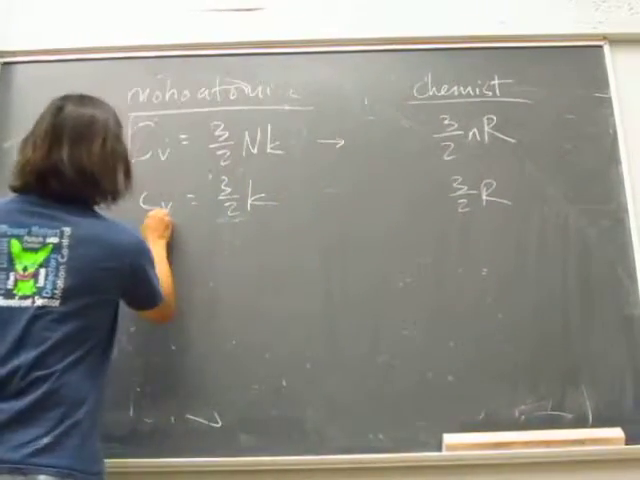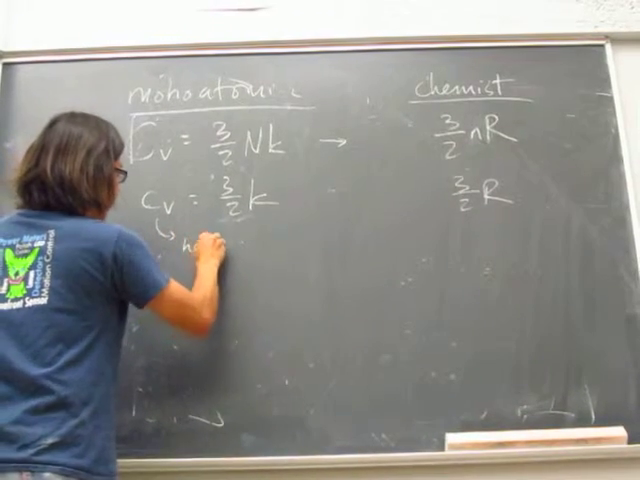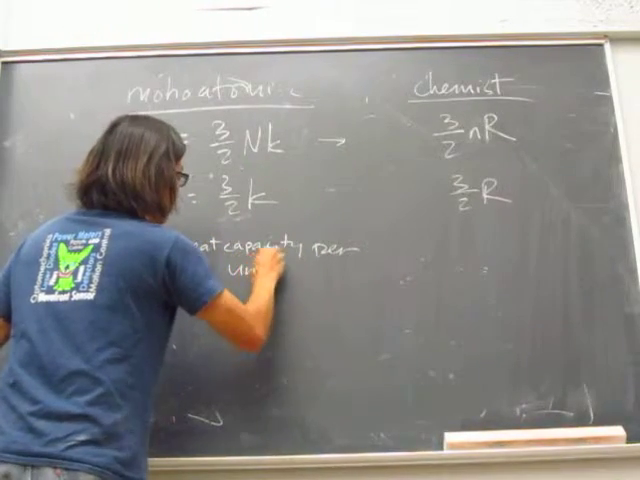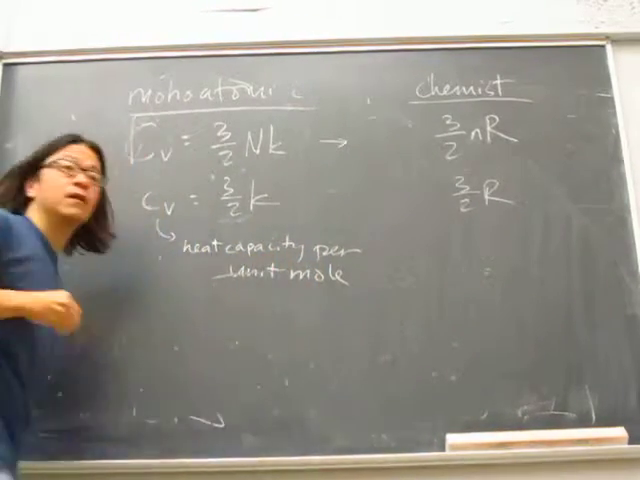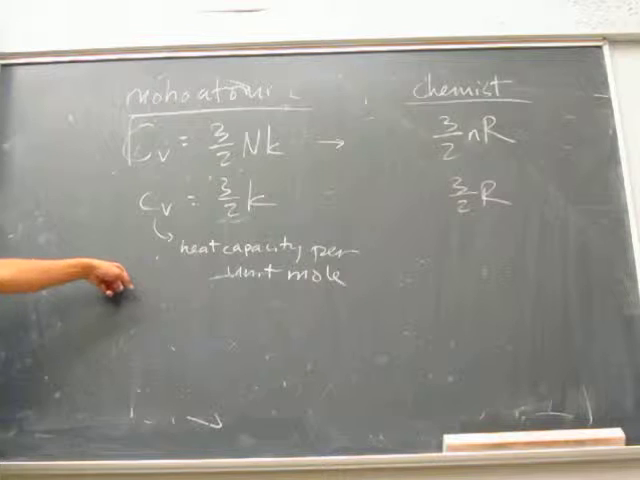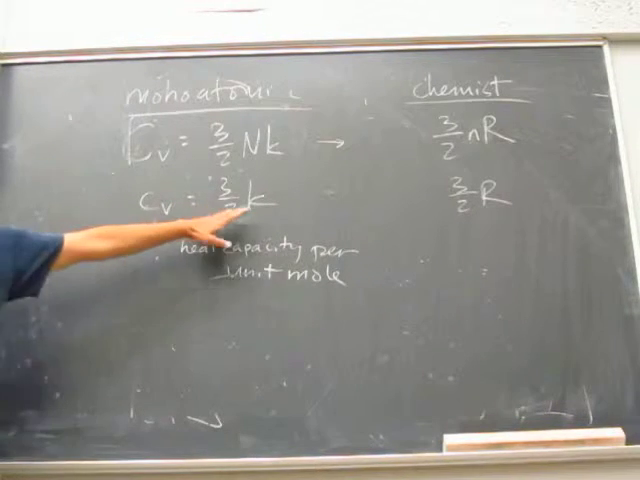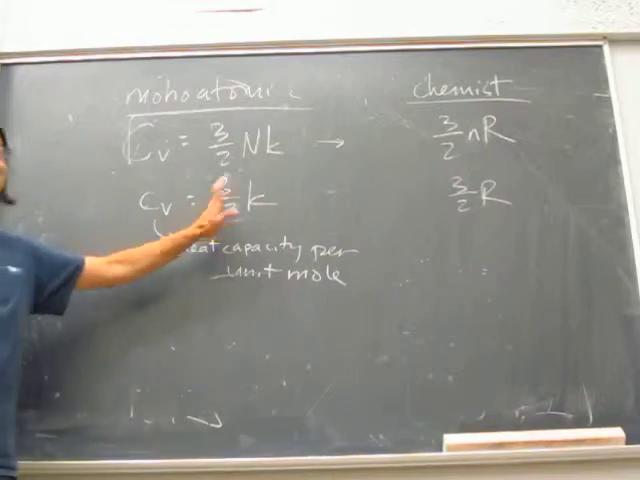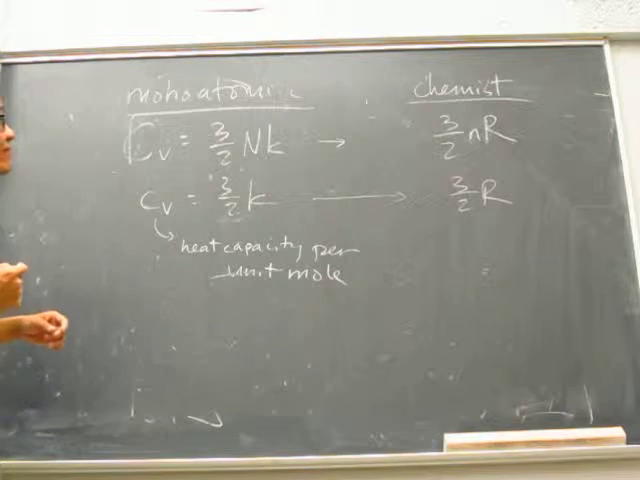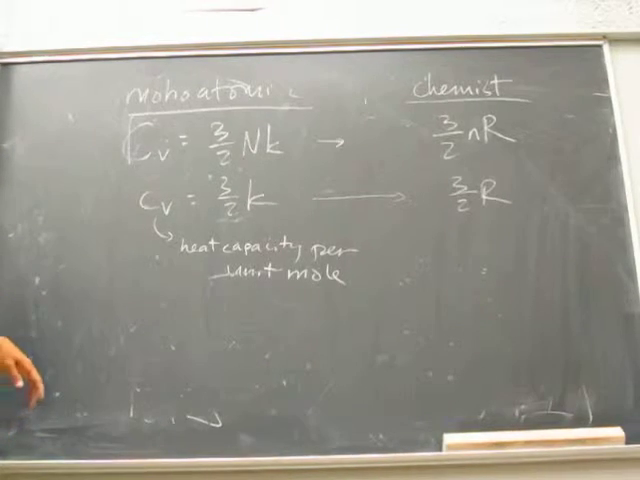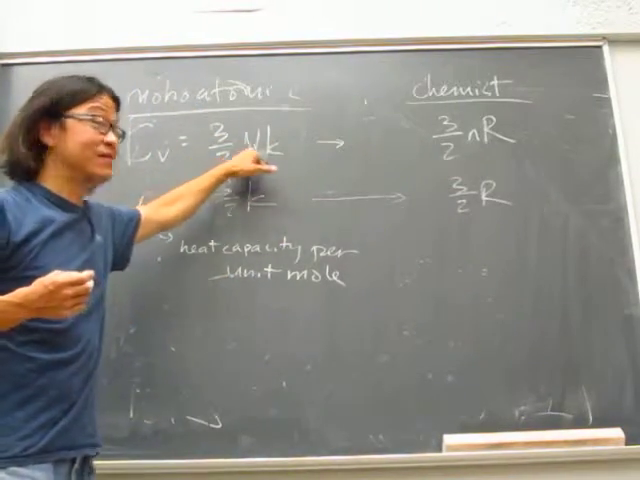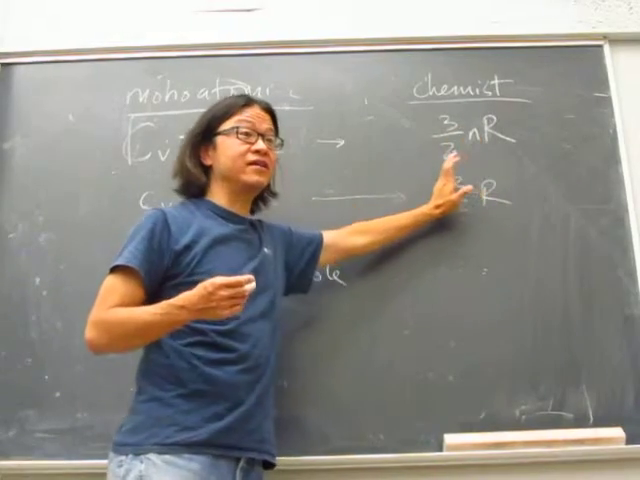But this is specific heat, this is basically heat capacity per unit mole. Per mole. Would that be per atom or per molecule because it's just k? Yeah, this is just per molecule in this case. But it doesn't necessarily translate, because here I'm dividing by the total number of particles, and here I'm dividing by the mole. But you get the idea, though.